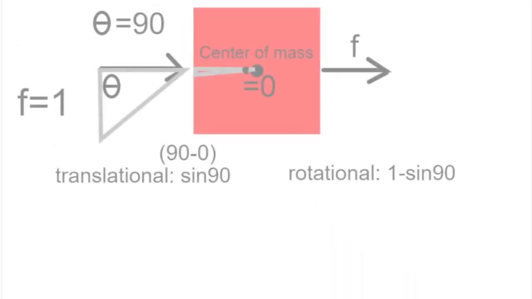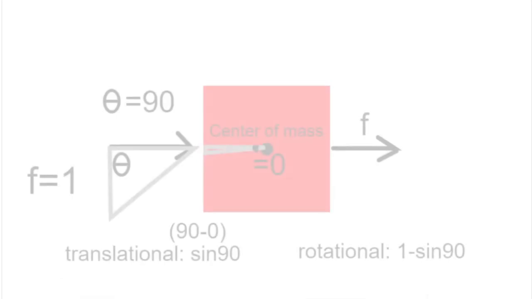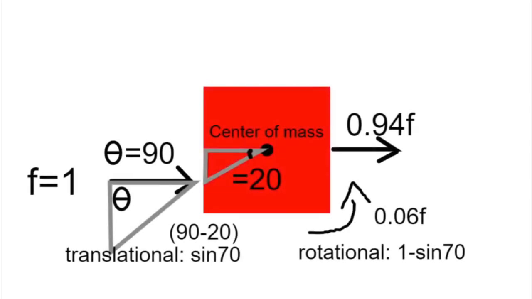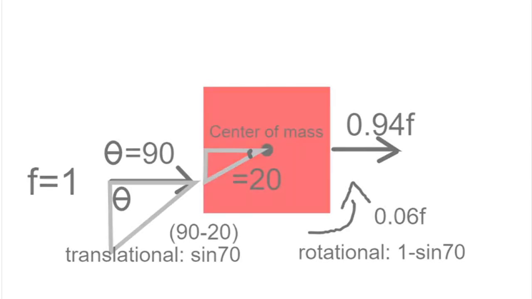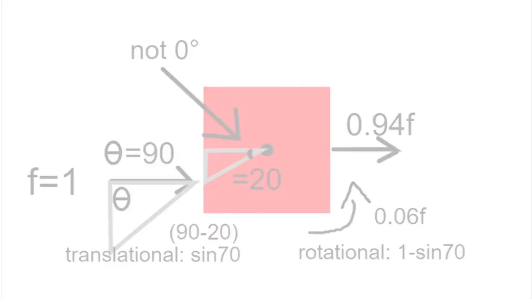For example, pushing a square at the midpoint of an edge would make all the force translational, as the midpoint makes a right angle with the center of mass. However, pushing a square at 90 degrees anywhere higher or lower would cause it to rotate, as the angle of the contact point to the center of mass is not 90.